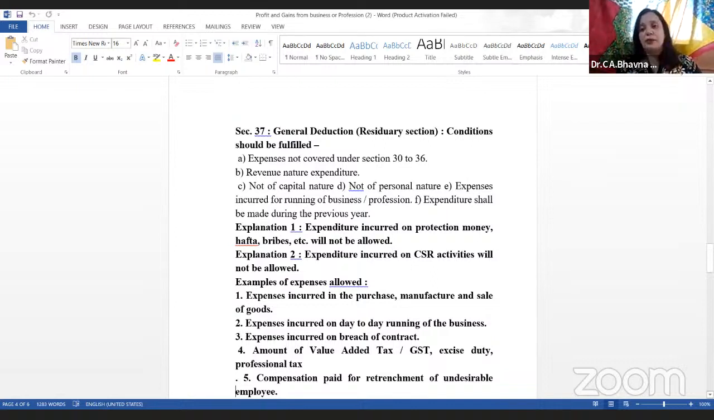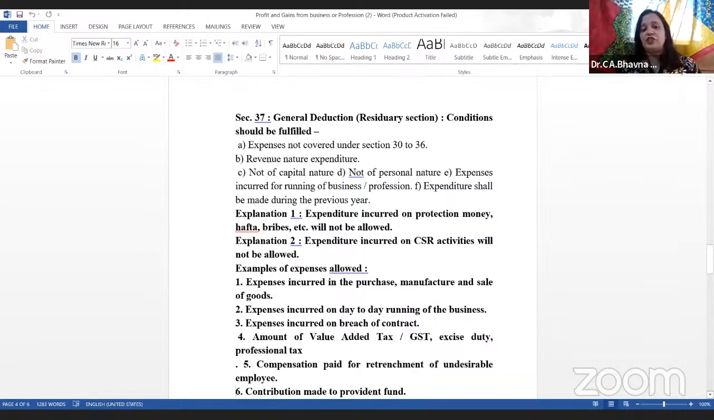And there are certain expenditures which are specifically disallowed, like any expenditure incurred on the protection money, hafta, bribe, not allowed. Any expenditure incurred on the CSR activity will also be not allowed. Any expenditure incurred for the advertisement in the political party souvenir, ये पेपर में पक्का आएगा, it is also disallowed. Any penalty paid would also be disallowed.